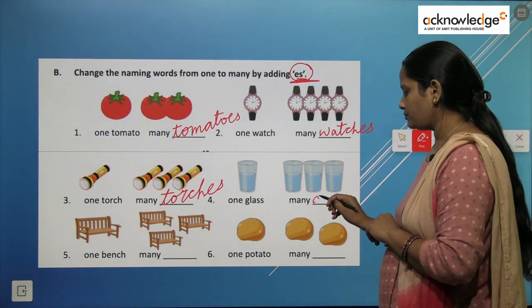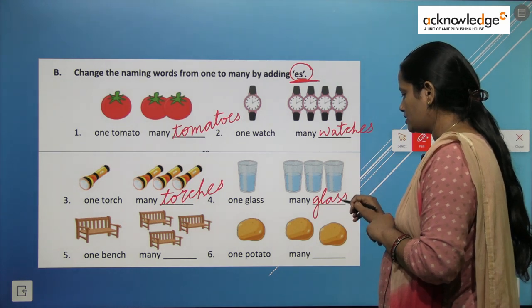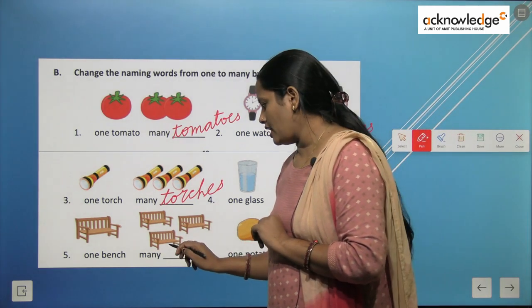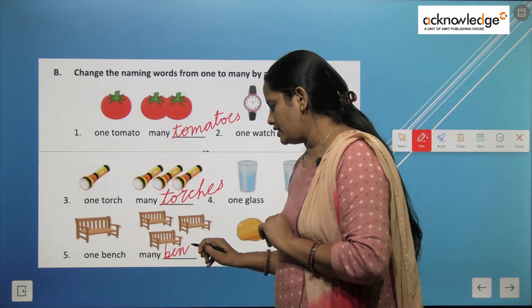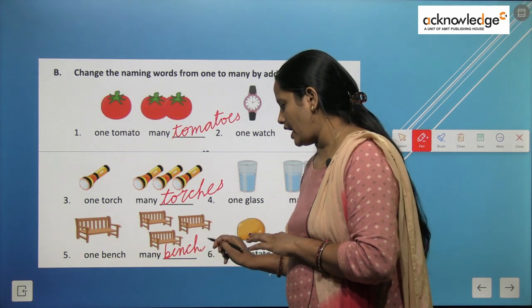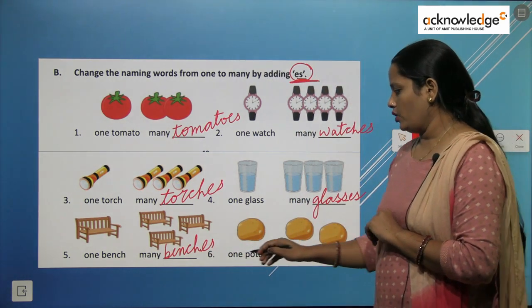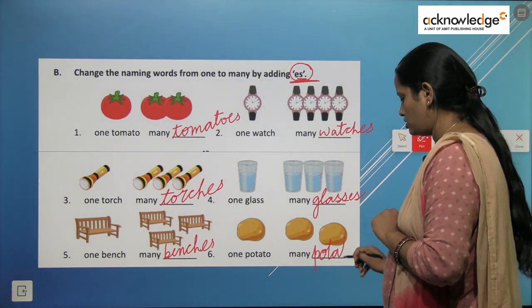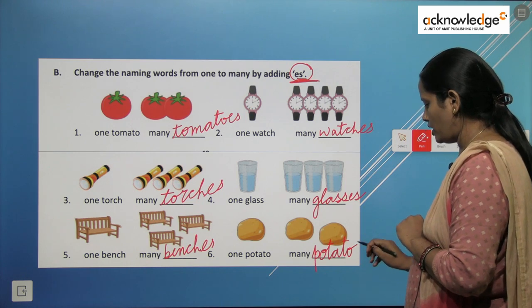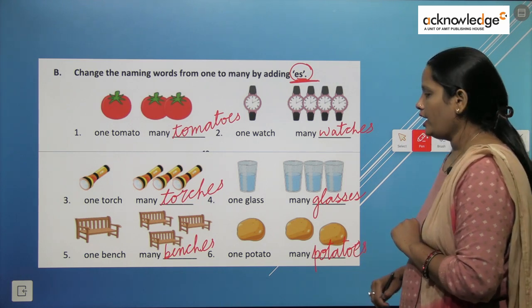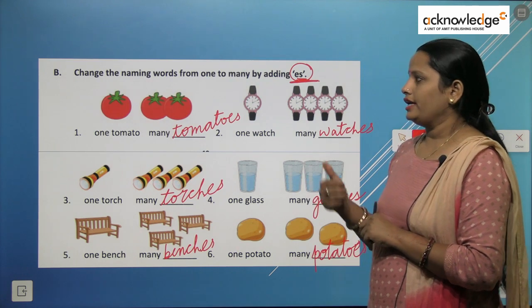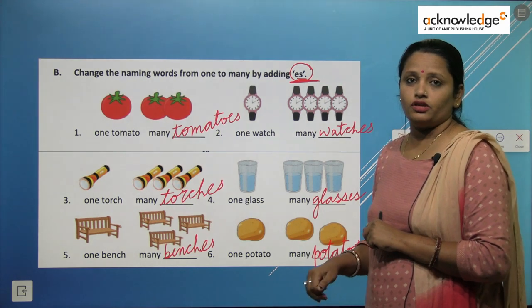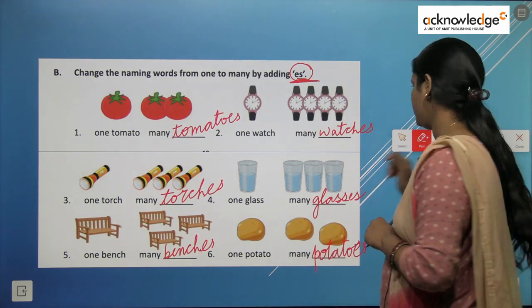Glass becomes glass, ES, glasses. Okay. Bench becomes BENCH. We have to write down the spelling of bench and then add ES, benches. Okay. Potato becomes potatoes. So, we have to write down the spelling of potato and add ES to it. Okay. So, in this exercise, we added ES to the naming words to make it many.